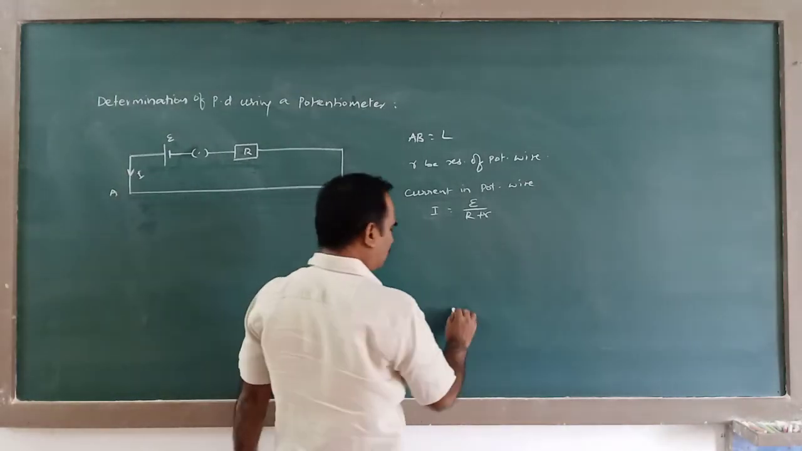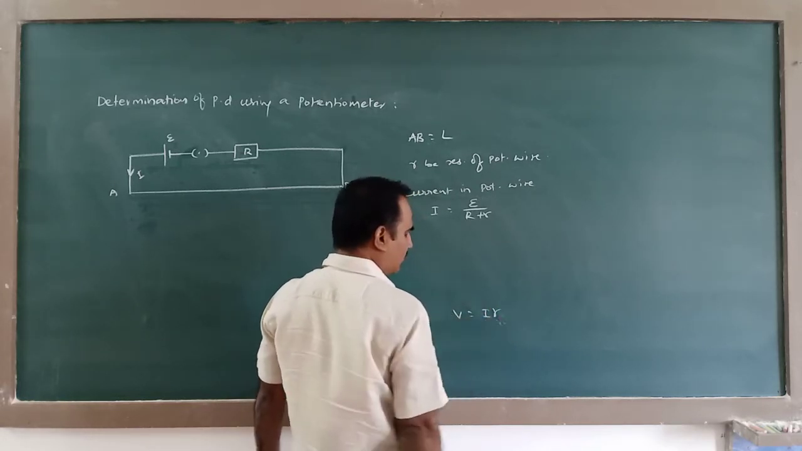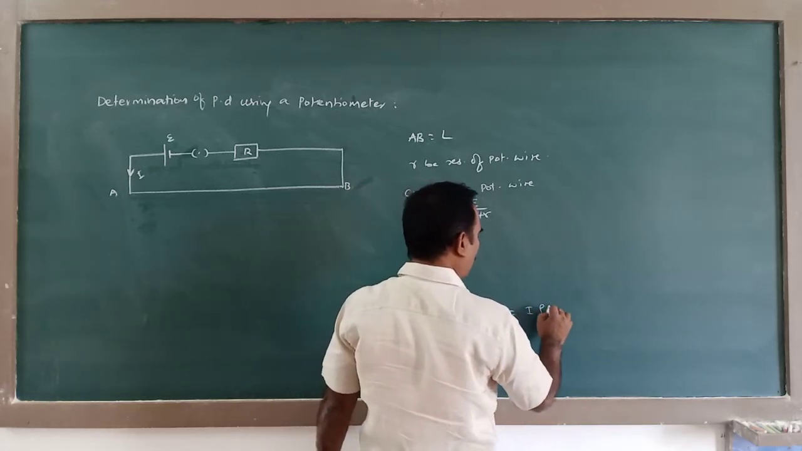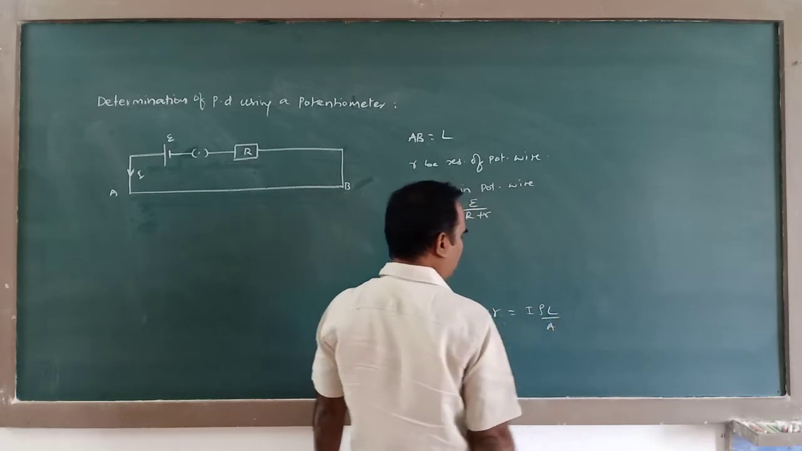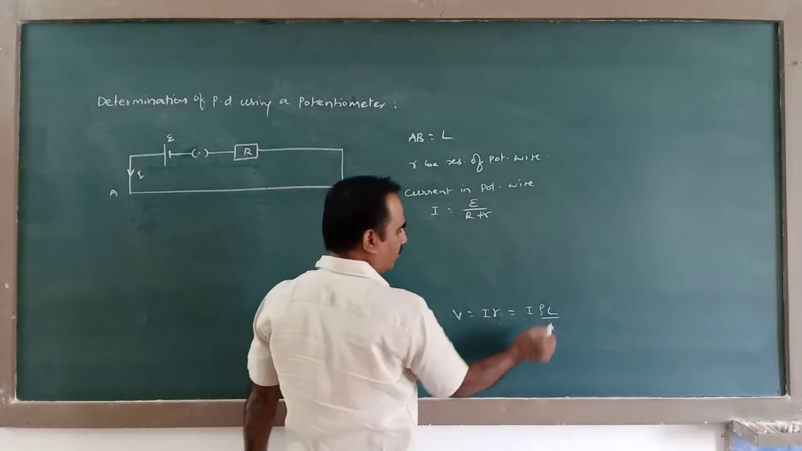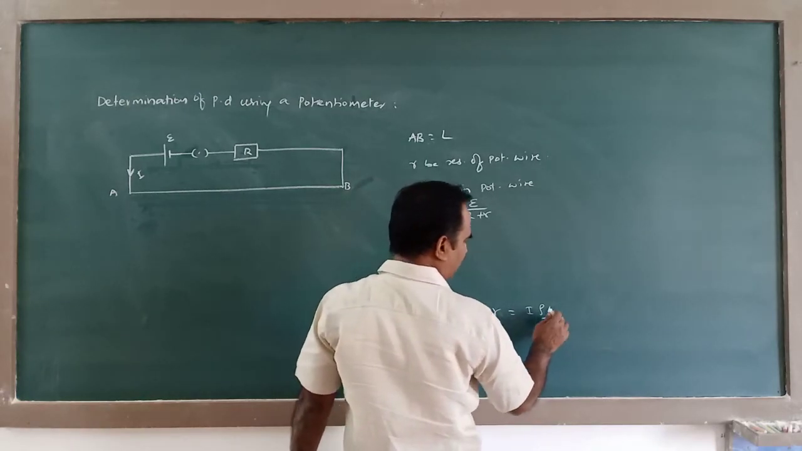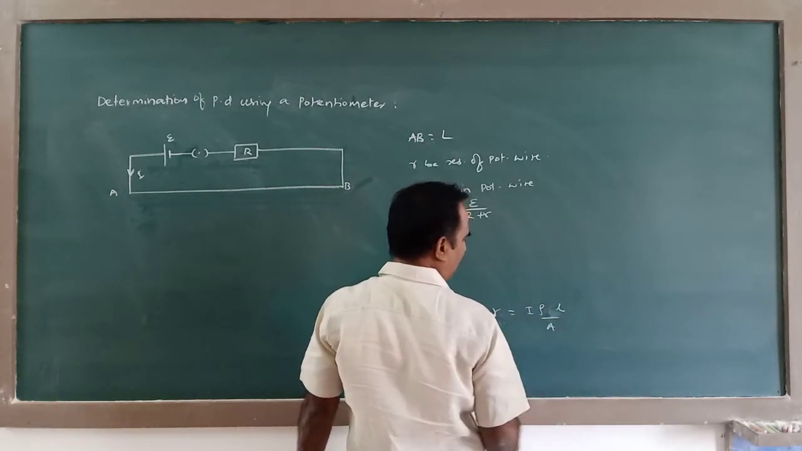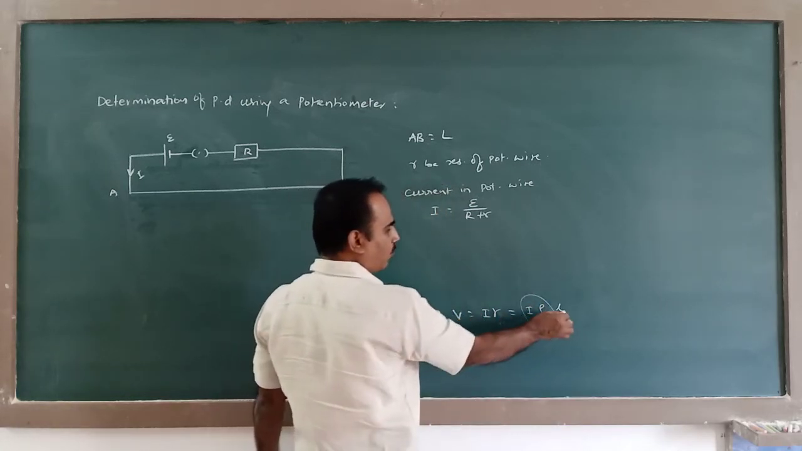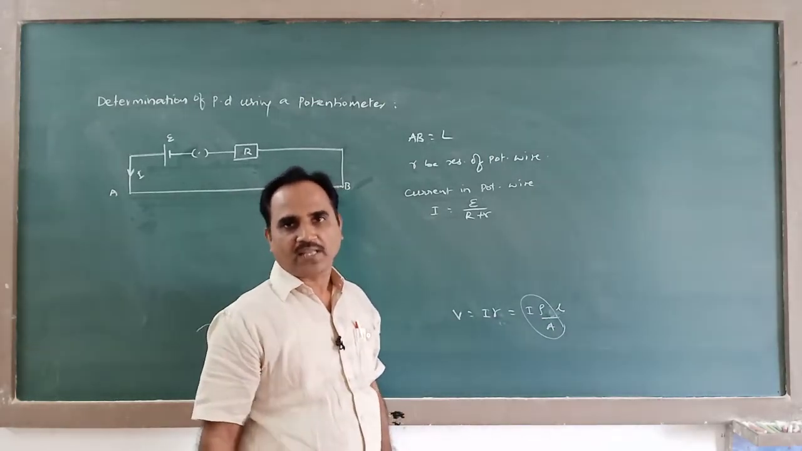So this potential difference is equal to I into R, the resistance of this wire. This resistance of the wire is given by rho L divided by A. Therefore this potential difference is directly proportional to length. So if, instead of considering the total length, I consider a small length L, for a given potentiometer this is a constant. So this V is proportional to L. That means potential difference across the wire is proportional to length.